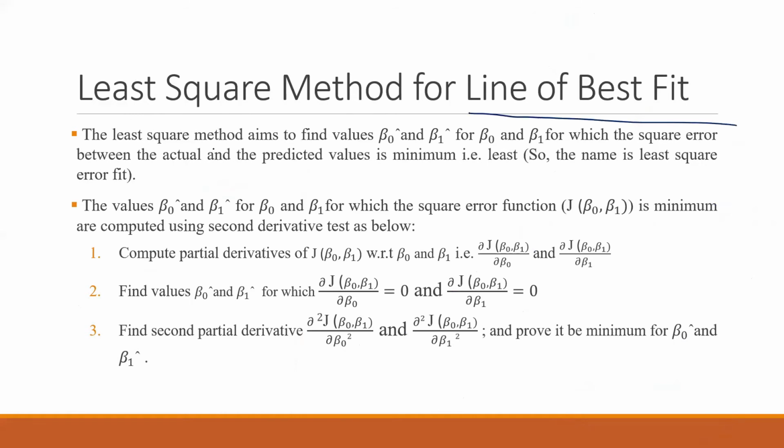Now the least square error method aims to find beta naught hat and beta 1 hat for these two things, because we have to find it for the predictions also. This is a kind of first derivative. So we will be trying to solve it for beta naught hat and beta 1 hat by doing the first derivative.